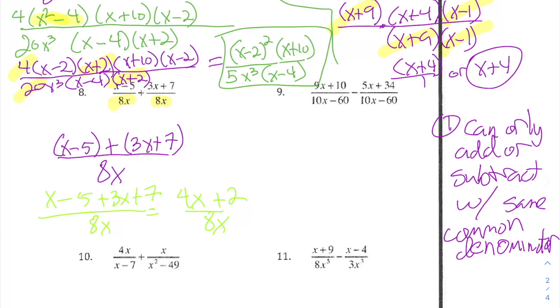And then now hopefully you notice that there is a factor of 2 in each of these. So this becomes 2 parentheses x plus 1 all over 8x. And the reason why I'm able to do that this time around is 2 divided by 8 is 1 over 4. So this becomes, sorry, 2x plus 1 over 4x.